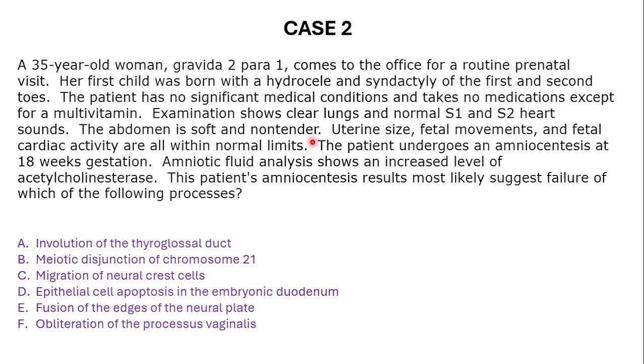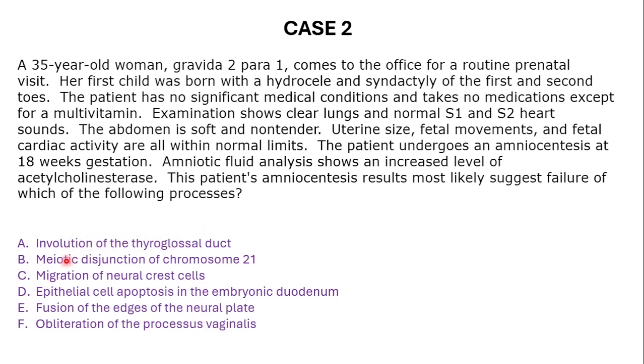Uterine size, everything normal. Patient undergoes amniocentesis, amniotic fluid, increased level of acetylcholinesterase. She might be having neural tube defects, okay? This result most likely suggests failure of which of the following. Okay, so this patient has neural tube defect. So the question basically is, a neural tube defect is basically a failure of which of the following processes?